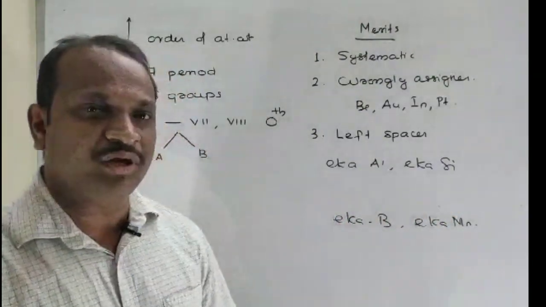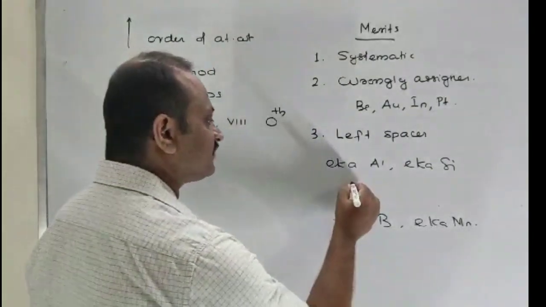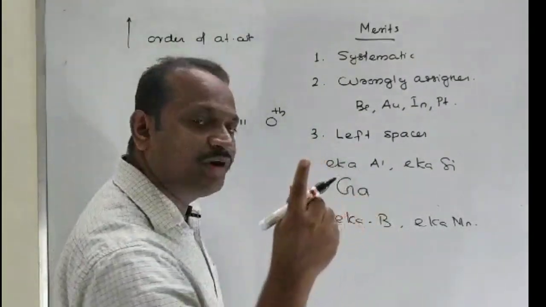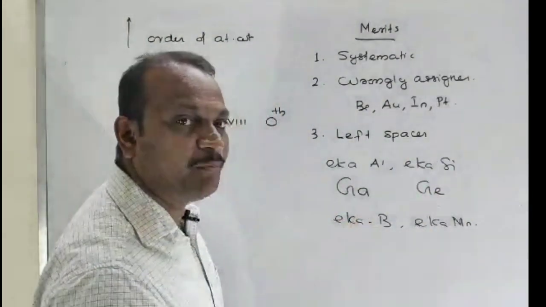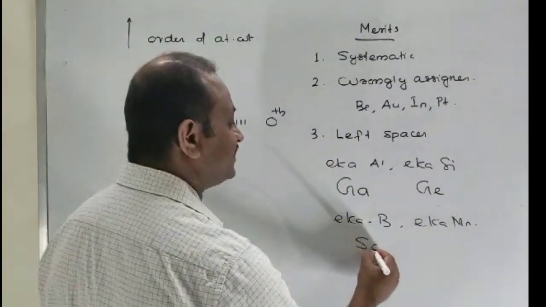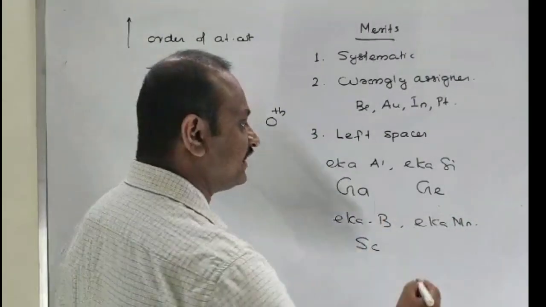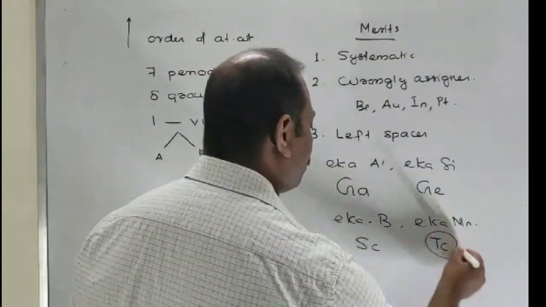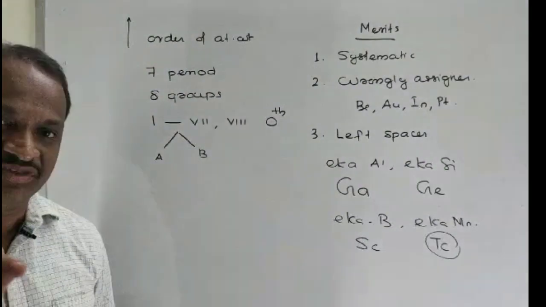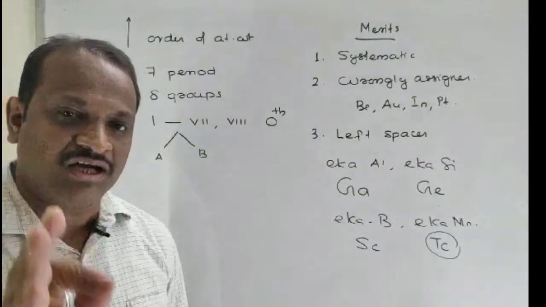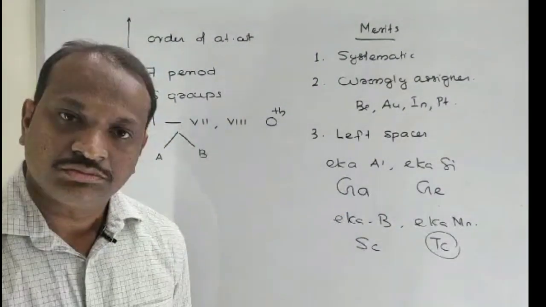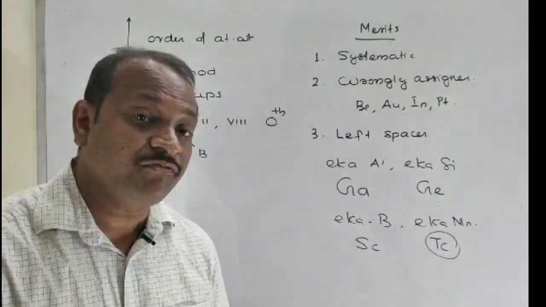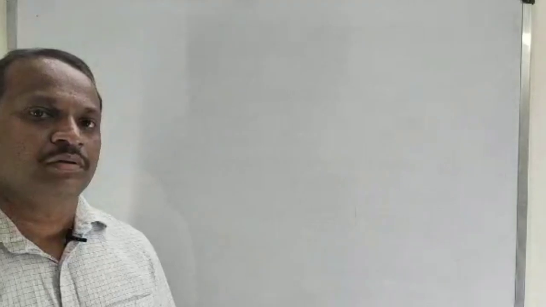What is Eka aluminium? Eka aluminium means gallium. Eka silicon is germanium. Eka boron is scandium. Eka manganese is technetium. You know the specialty of technetium? This is the first artificially prepared element. So these are the merits of Mendeleev's periodic table.